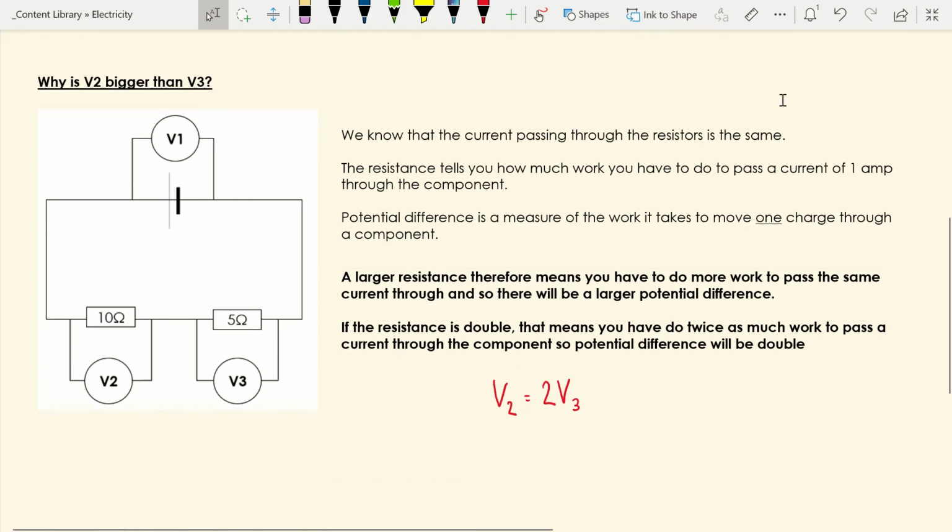So, things we know about the circuit. We know the current passing through both resistors is the same. That's what allows the following logic to work. You have to have the current the same to follow this logic.